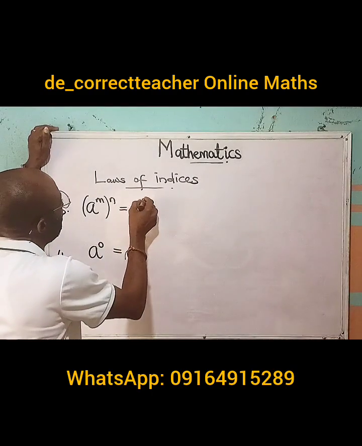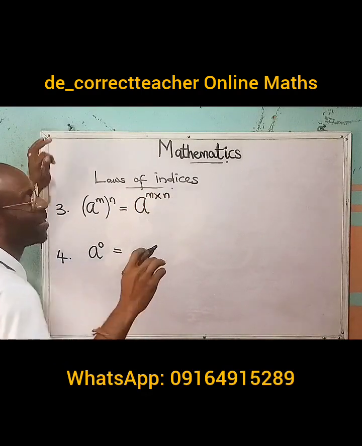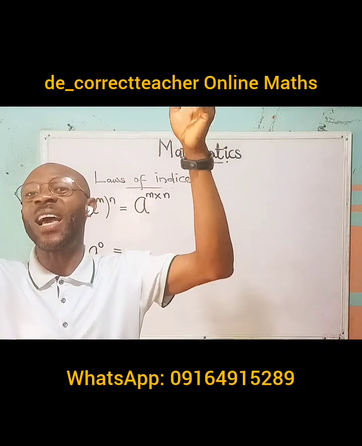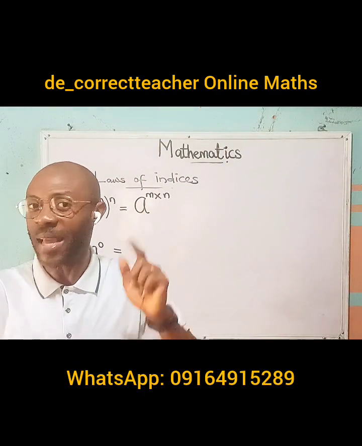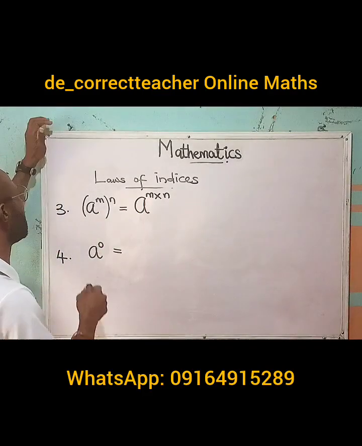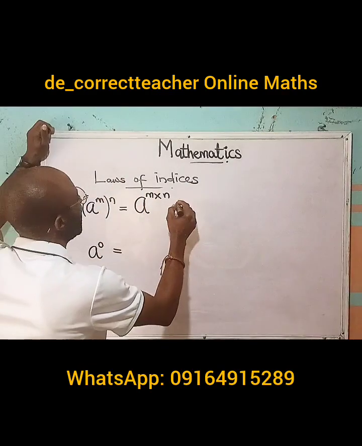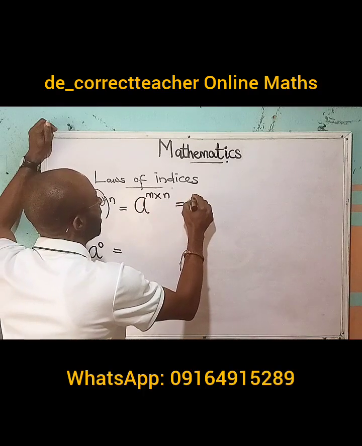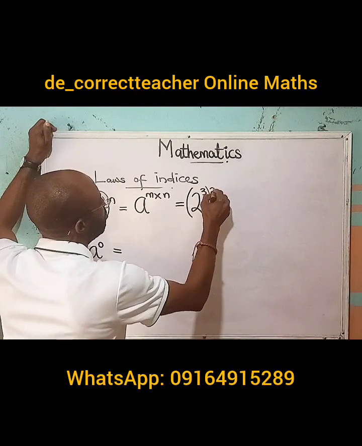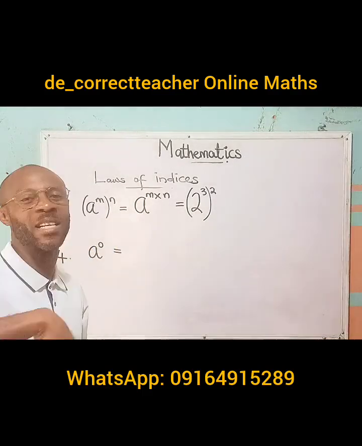So what I'm going to do, I'll take A, M, multiply by N. This one is different from the product law, whereby we only added the indices. We did not multiply the indices. Because of this bracket, we are multiplying the indexes. So it means A^M in N number of times. So, for example, if I have 2 raised to the power of 3, close the bracket, index 2, it means I'm multiplying 2 raised to the power of 3 in 2 times.